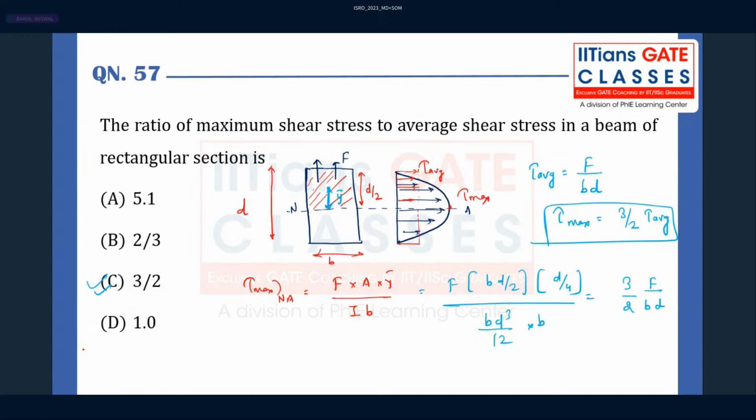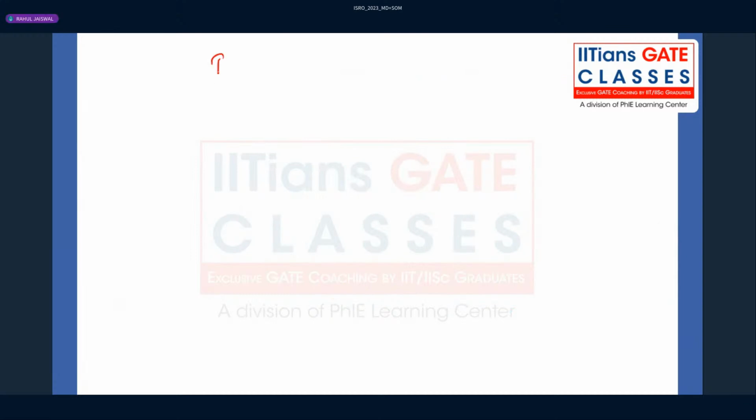Make a note of it. That is very important. Note it down for other sections also. Tau max will be K times tau average, where K is 3 by 2 for square section, rectangular section, and triangular section.